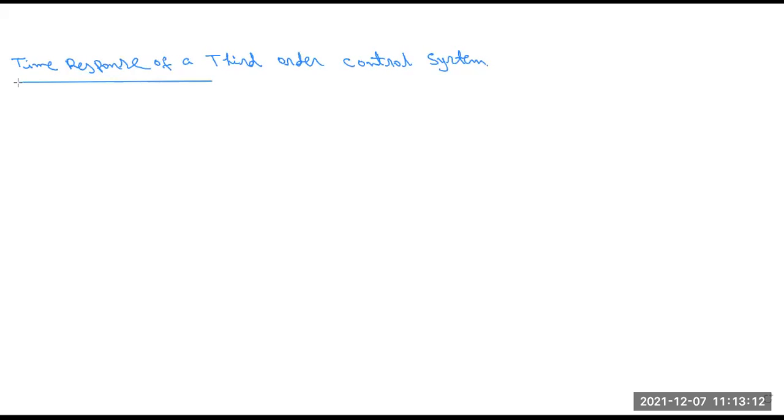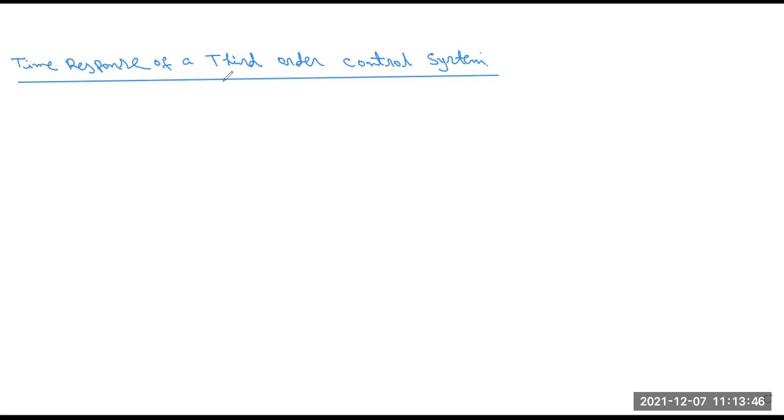Everyone, see the previous classes. First, we discussed the first order control system. Then we discussed the second order control system. Here you can see the power of S in the denominator changes. When it is a first order system, the denominator has S to the power 1. When it is a second order system, the denominator has S to the power 2.